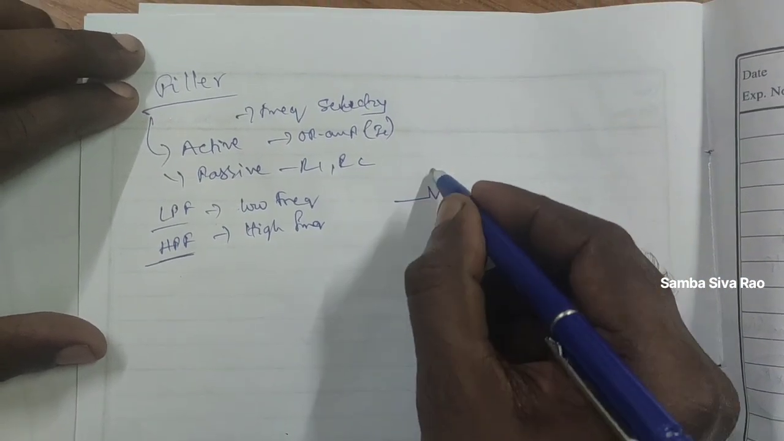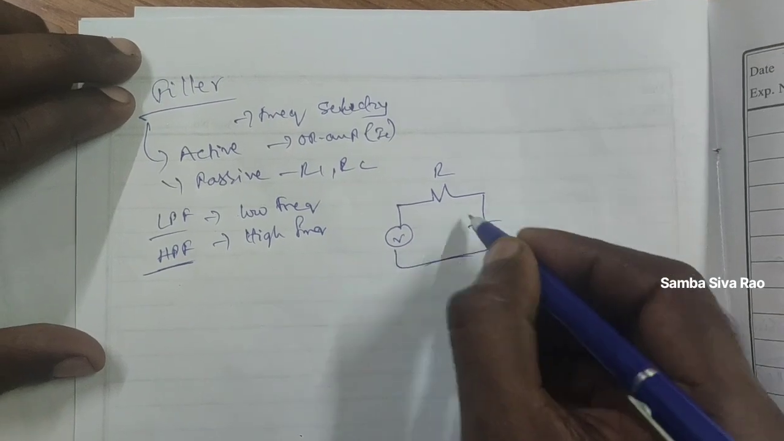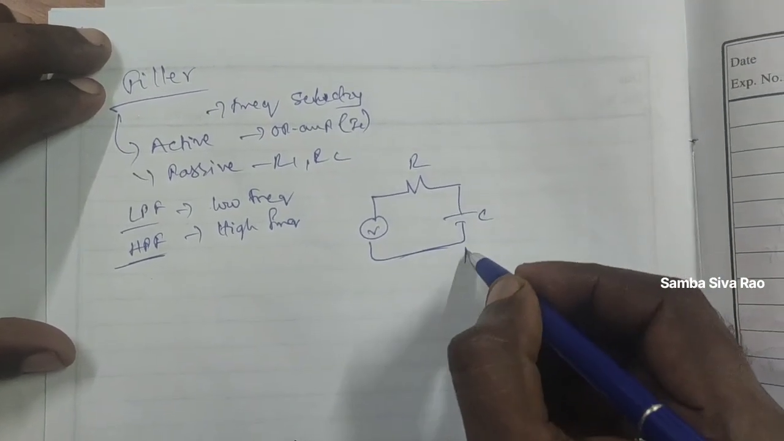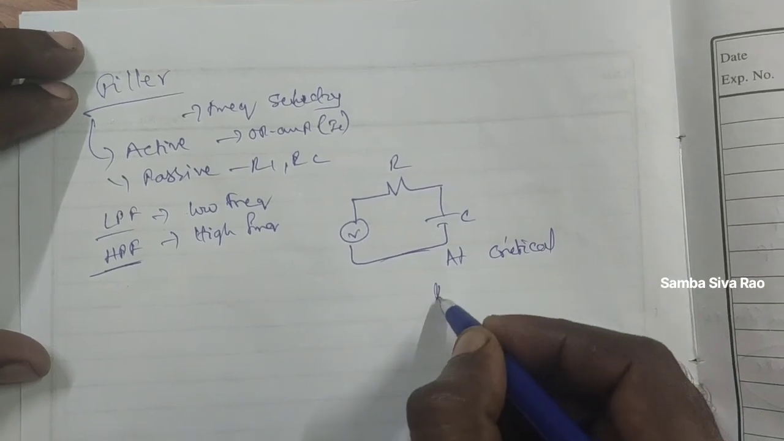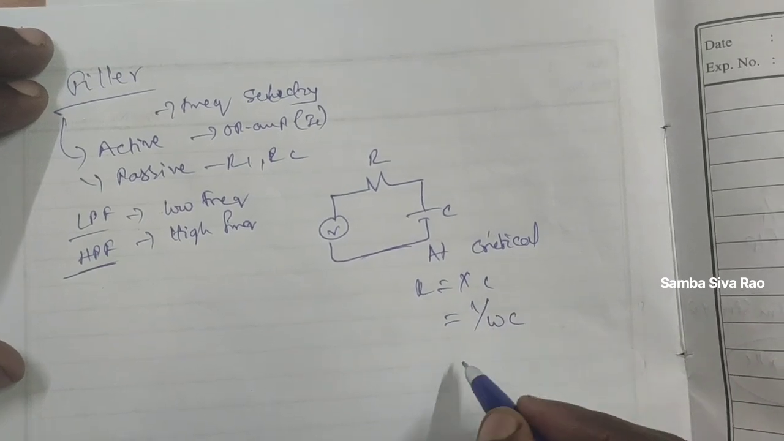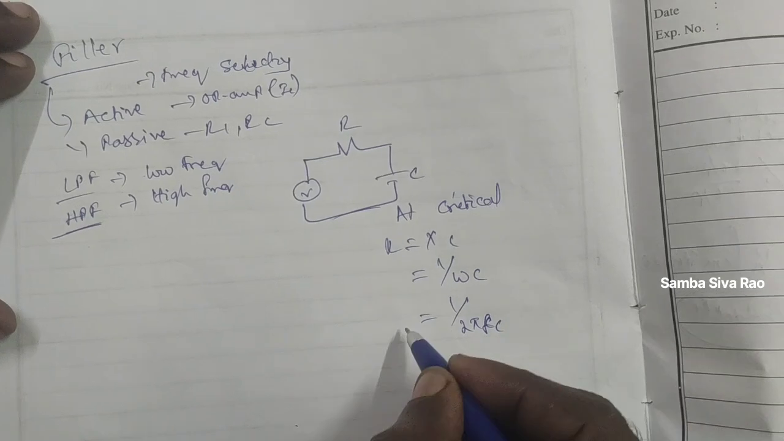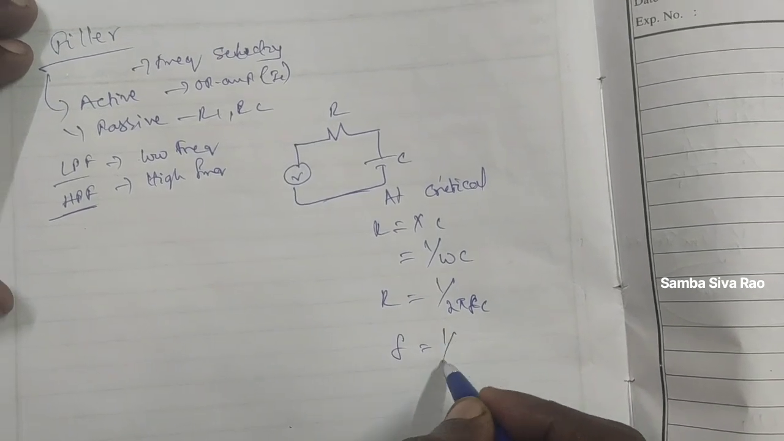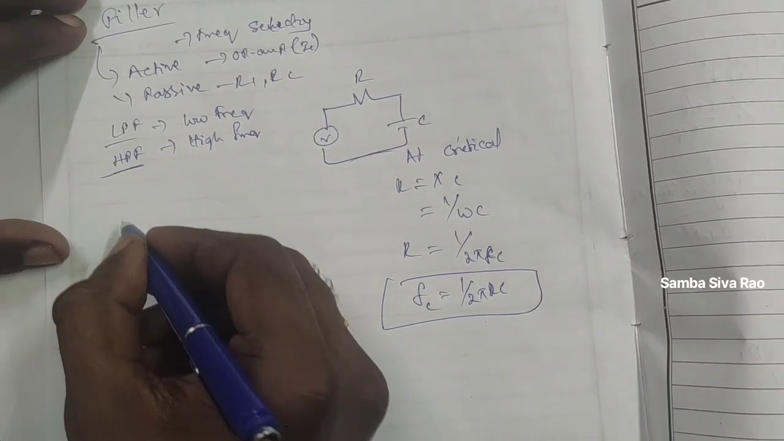Now you simply take an R, and connect a C, applying an AC signal. For the RC at critical frequency, we can write R is equal to XC. XC, as you already know, is the reactance of the capacitor, which can be written as 1 by omega C. Omega means 2 pi F, so 2 pi FC. Again, F is equal to 1 by 2 pi RC. This is the critical frequency calculation.